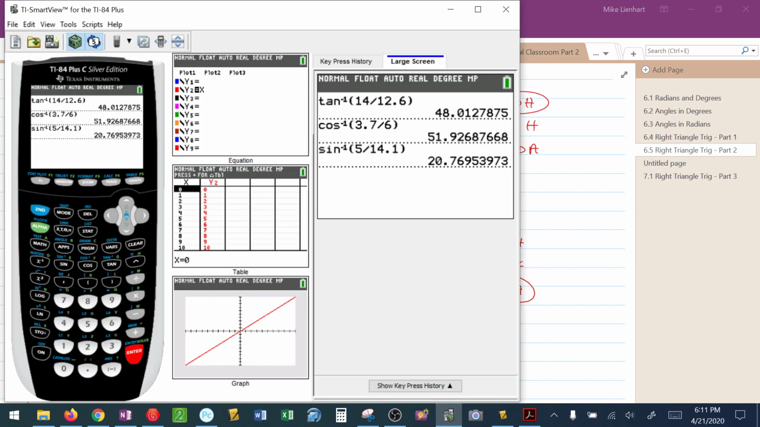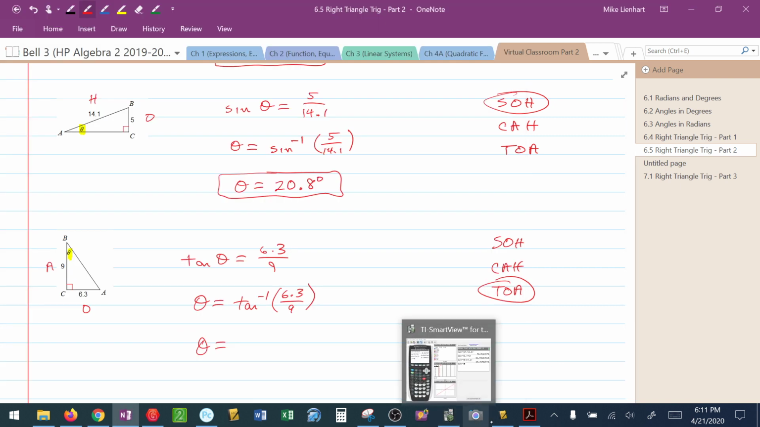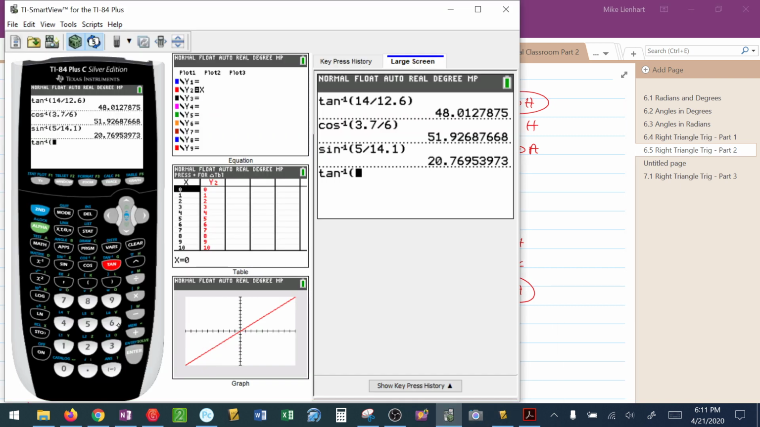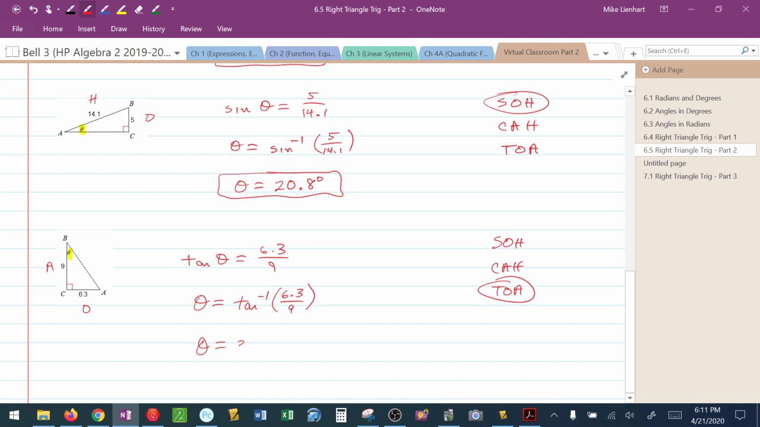So I have the inverse tangent, second tangent, of 6.3 over 9. And round that to the nearest tenth. Now this would be 34.99, which is going to round to 35.0. 35.0 degrees.